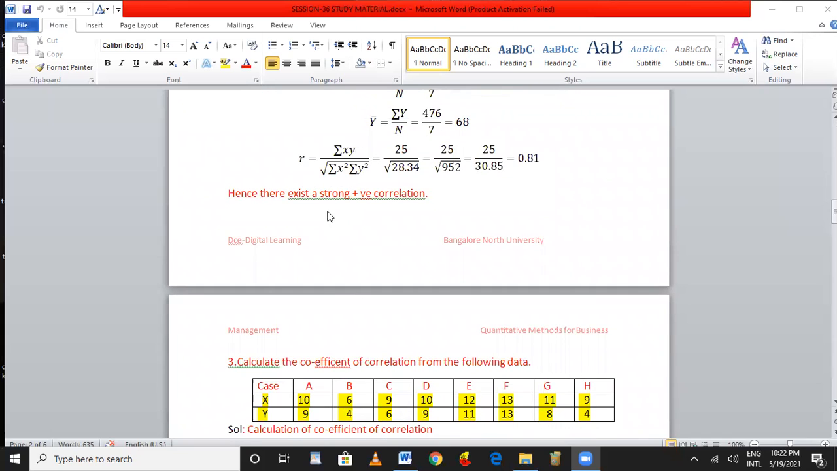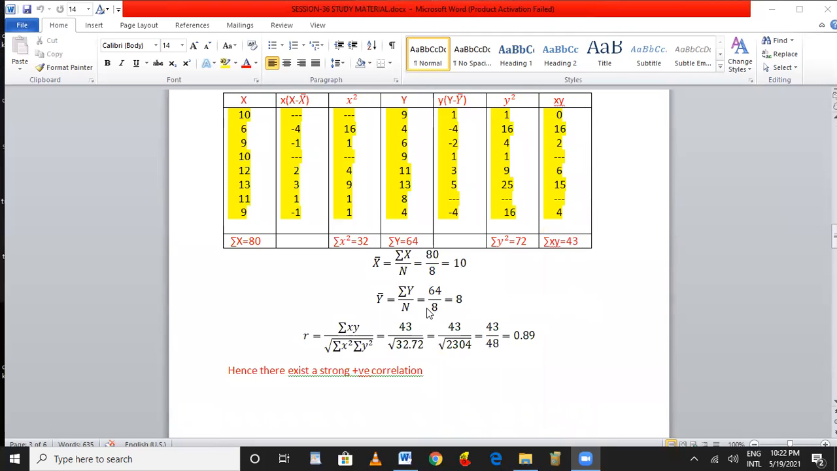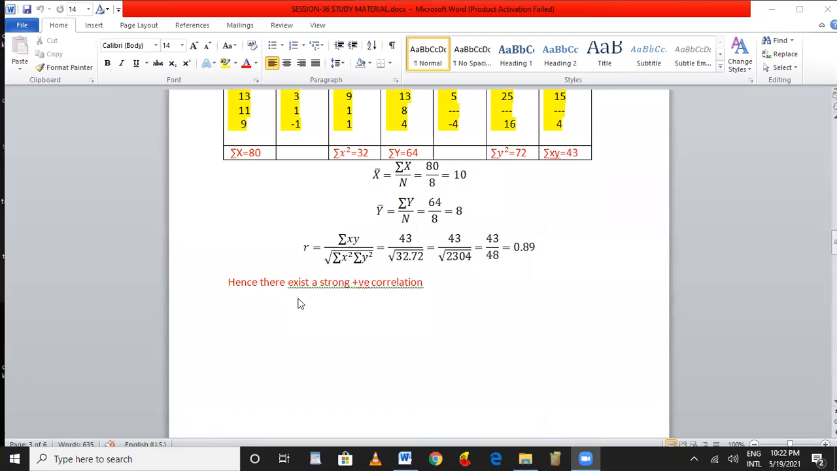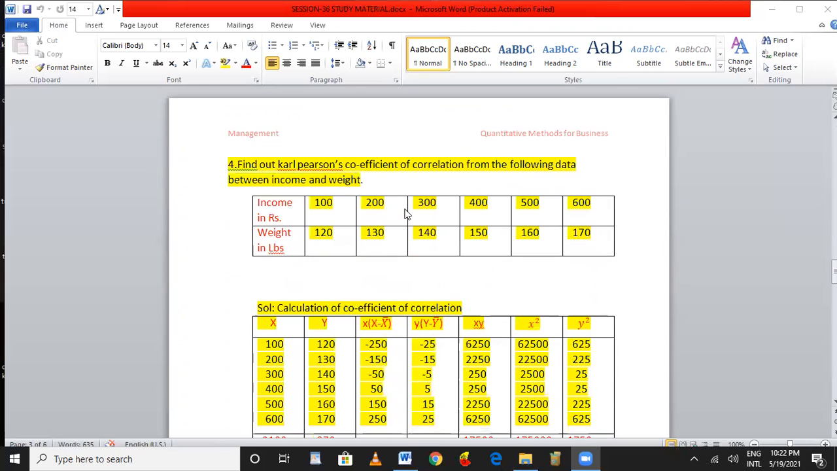So this is the question which has been asked. In the same way, we have to calculate the coefficient of correlation from the following data. X series has been given, Y series has been given. We have to take the deviations from the arithmetic mean. The arithmetic mean of the X series is 10, of the Y series is 8, and the correlation coefficient is 0.89. Hence, there exists a strong positive correlation. From the third problem also, we come across that the relationship between the two is a strong positive correlation.